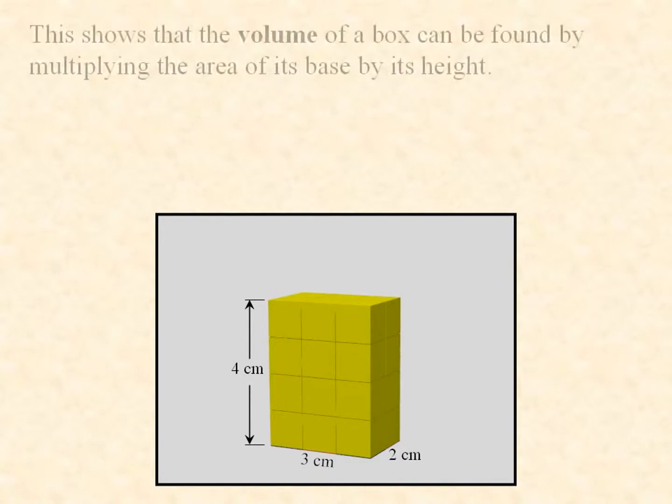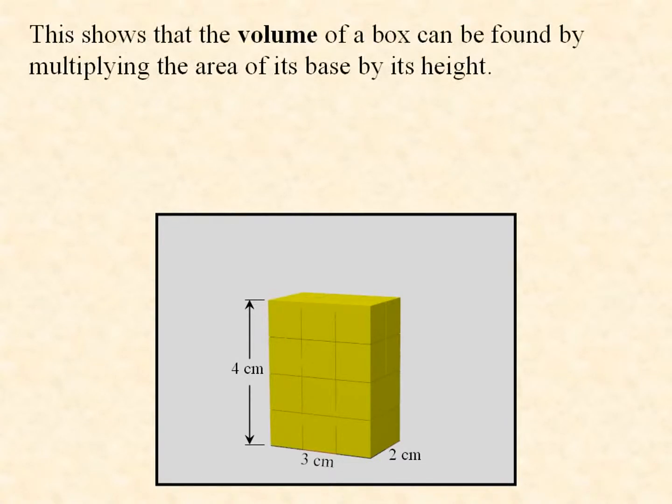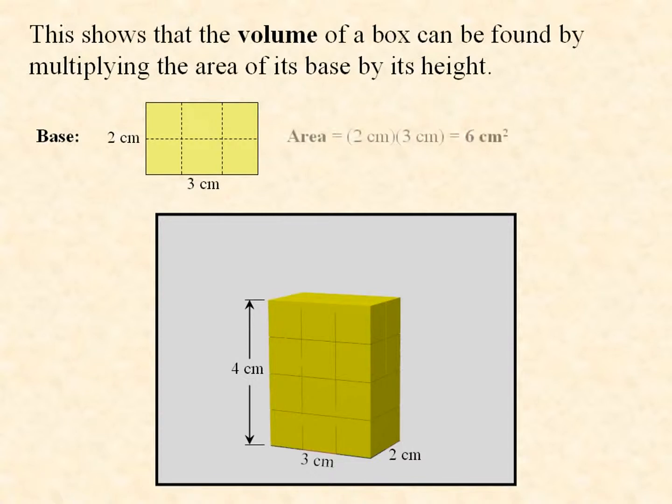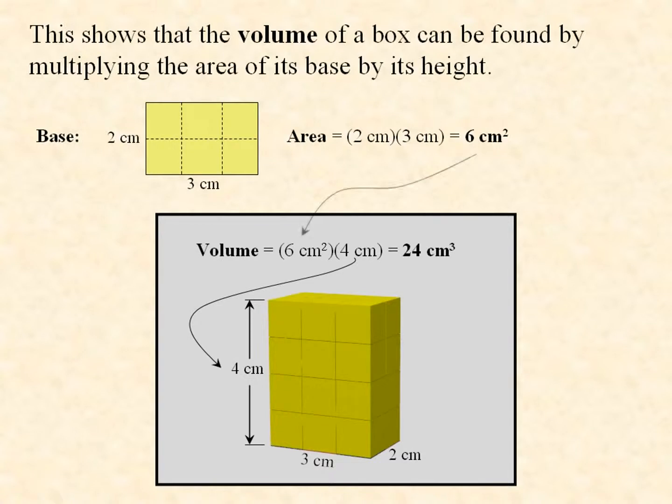This shows that the volume of a box can be found by multiplying the area of its base by its height. The base is 2 centimeters by 3 centimeters, so its area is 6 square centimeters. And the height of this object is 4 centimeters, so the volume is 24 cubic centimeters.